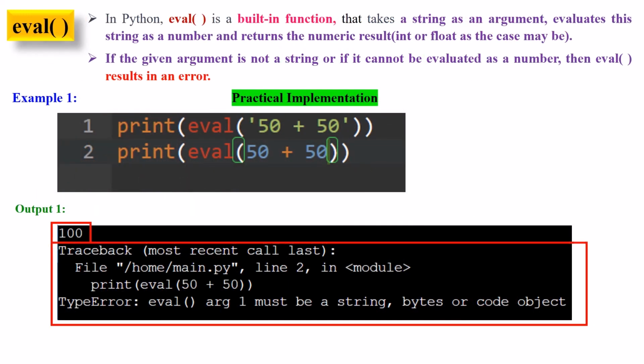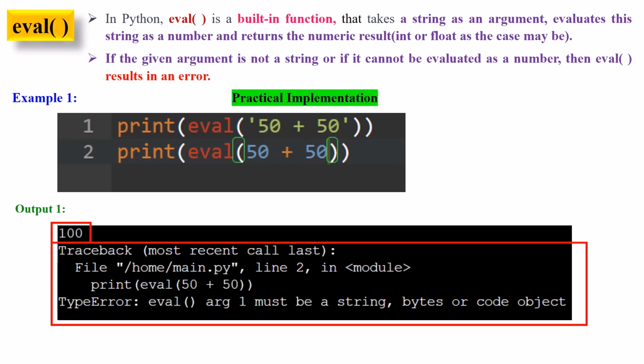In Python, the eval function is a built-in function that takes a string as an argument, evaluates this string as a number and returns the numeric result, int or float as the case may be. If the given argument is not a string or if it cannot be evaluated as a number, then the eval function results in an error. Here's an example of using the eval function.